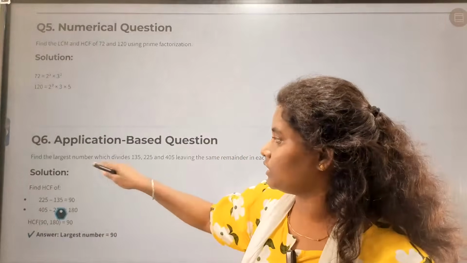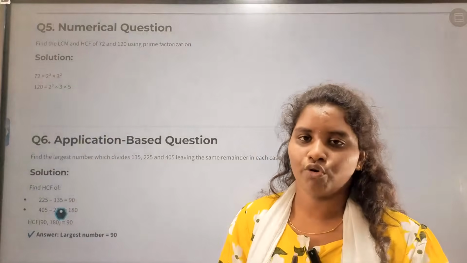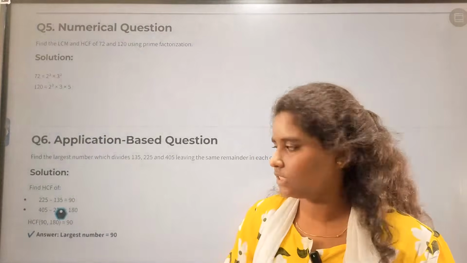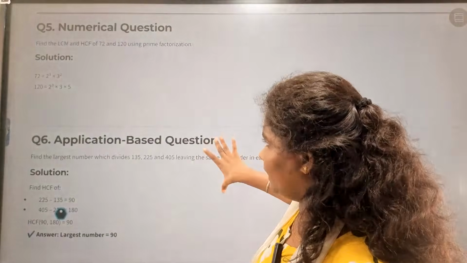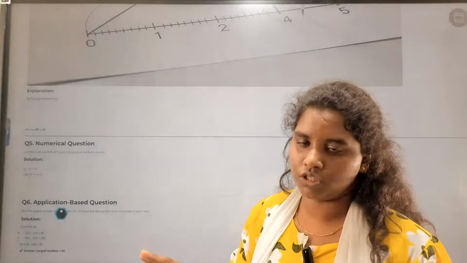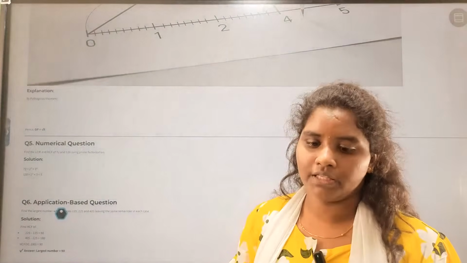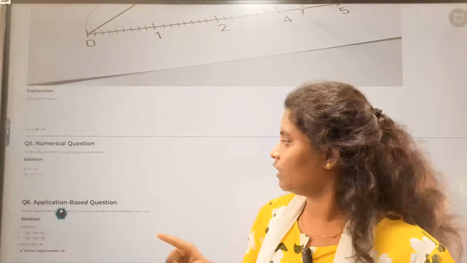So we have to find the largest number, so the largest number will be 90. So here we have six types of questions: numerical, application based, case based and source based questions, like that.